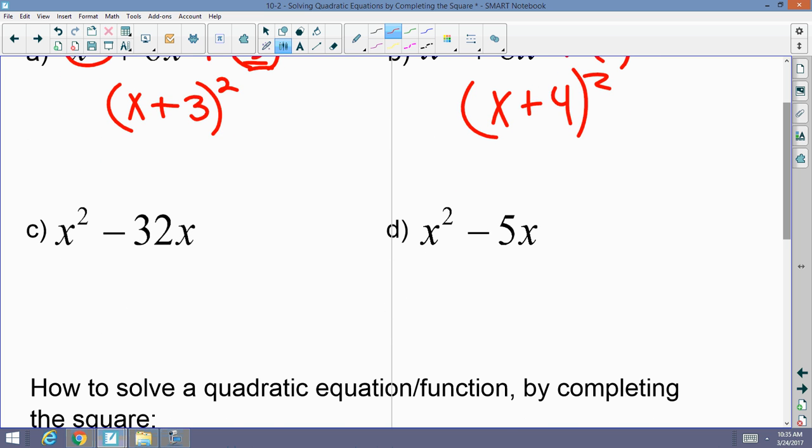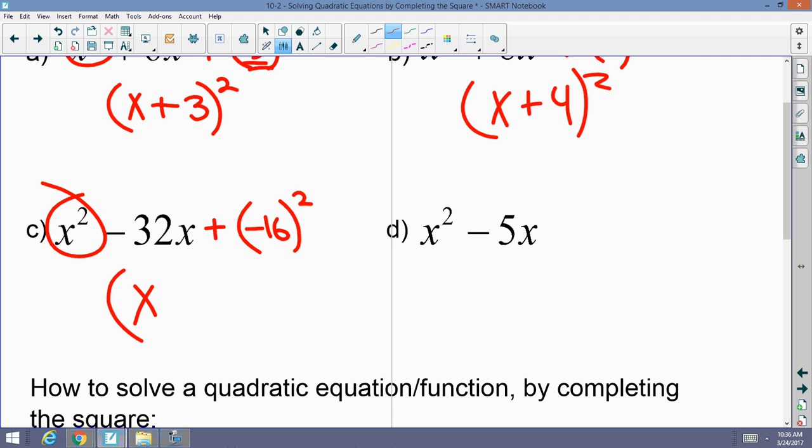Okay, for c, what's b? Negative 32. So now, what's b over 2? Negative 16 squared. So when I write this perfect square, what's the square root of the first term? And then what's the inside part of the square root of the second term? Negative 16. Done. Oh, squared.